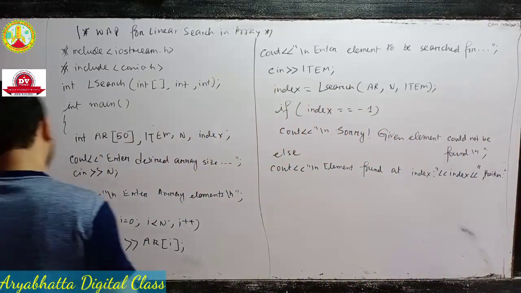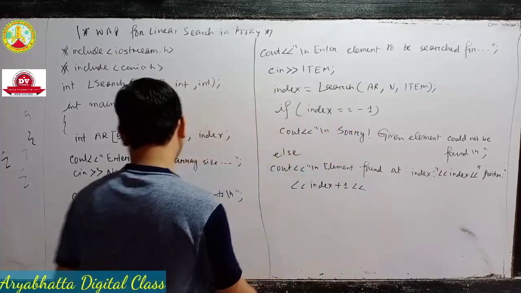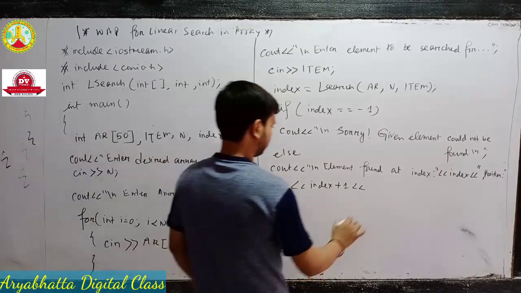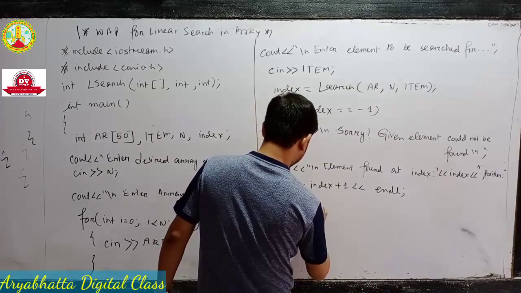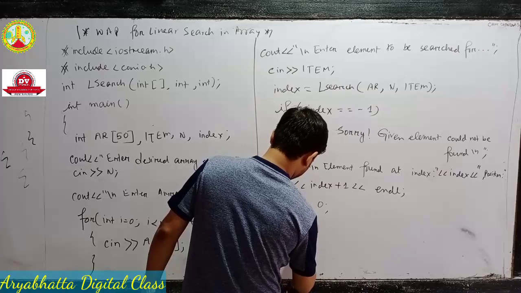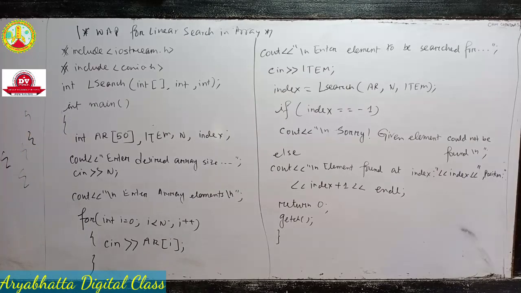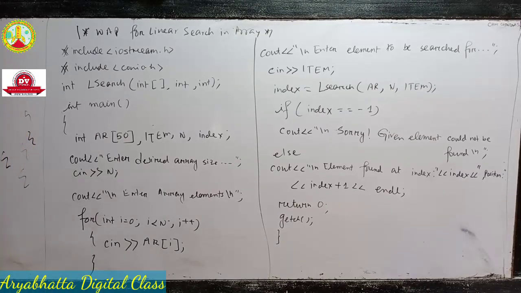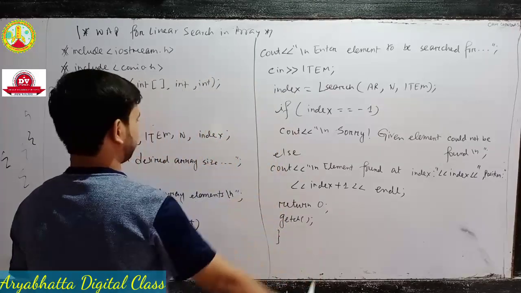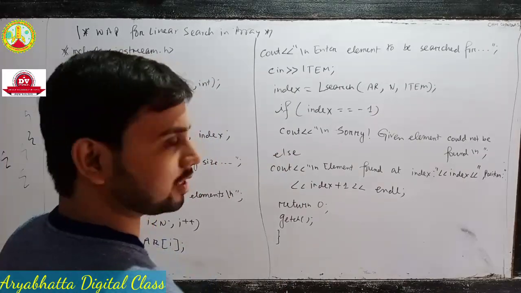Position, index plus 1, and the line handle. And last is return 0. And now after that we have to give the function definition. One small part will be left. There is no space here, that's why I first teach you this. After that I write it down. The program is not completed. One last portion will be left, the function definition.